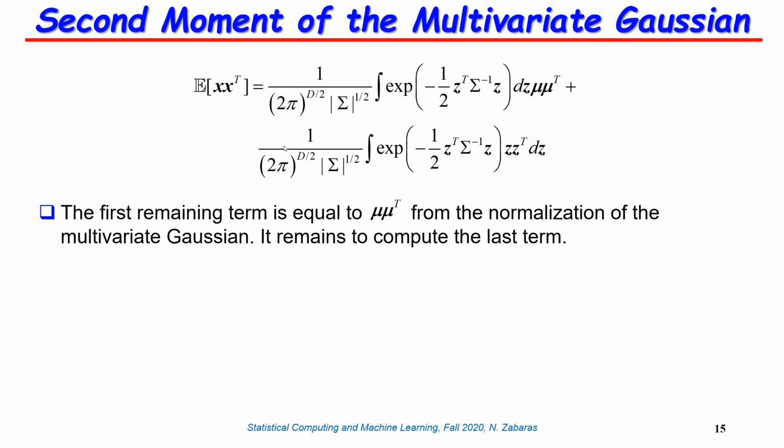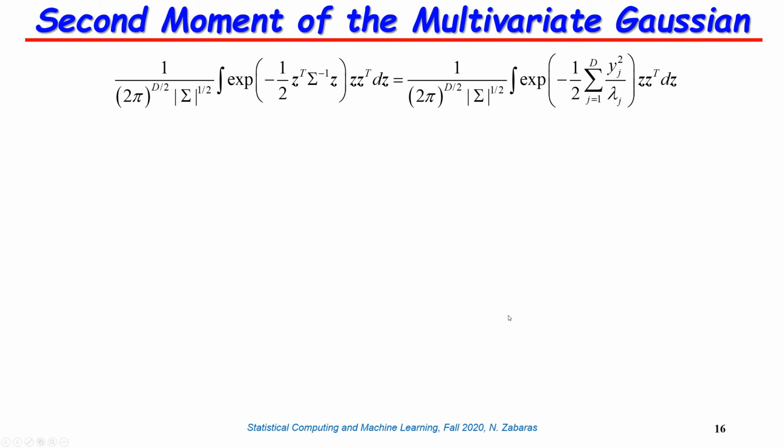So what we need to do is spend some time to see what's going on with this second term, which is effectively the second moment of z. I am transforming again, as we have done before, the quadratic, the Mahalanobis distance, in terms of the y's. All right, that's what I had before. There's nothing fancy yet.